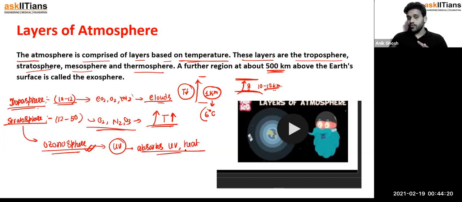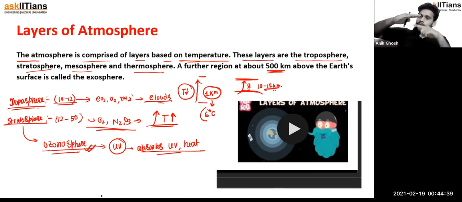In the ozonosphere, it is absorbing most of the heat coming from the sun, as it is absorbing most of them. As a result, what happens is when you move up towards the ozone layer, the ozone layer is in the top part of the stratosphere.